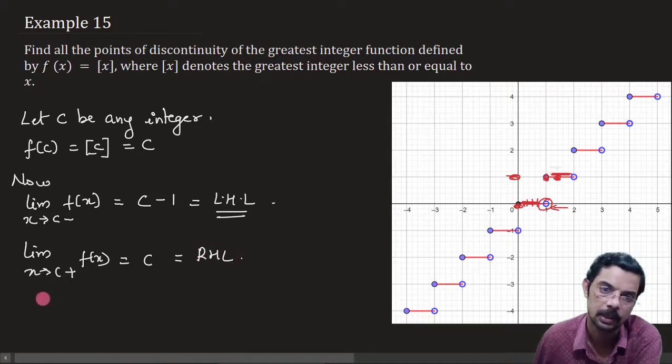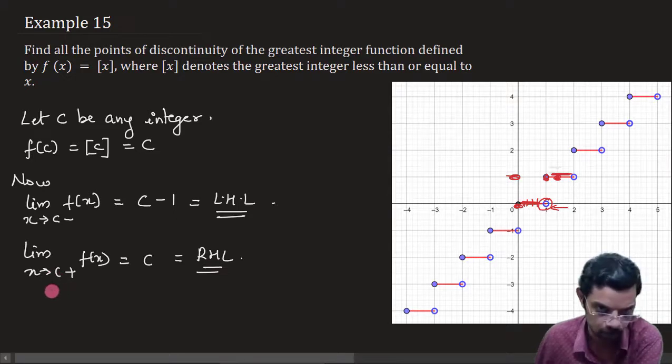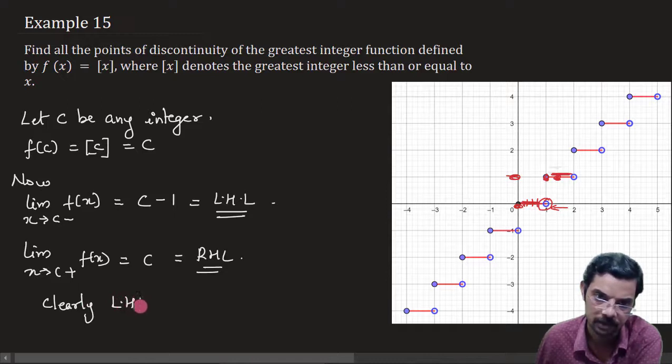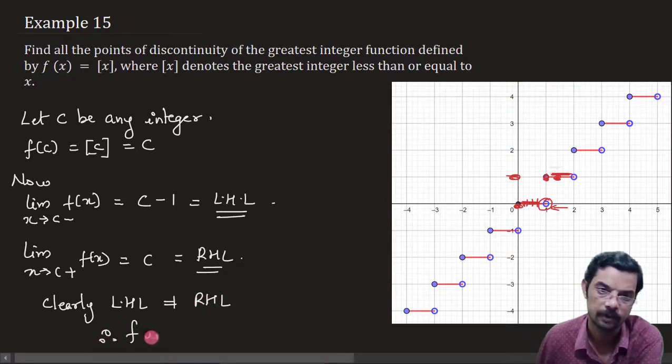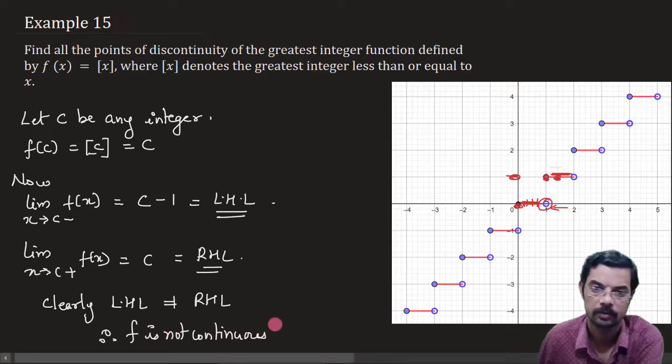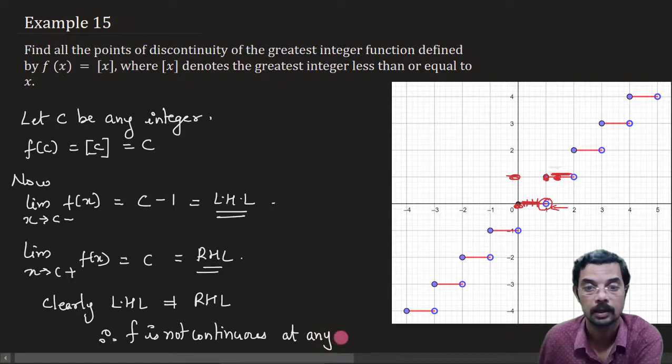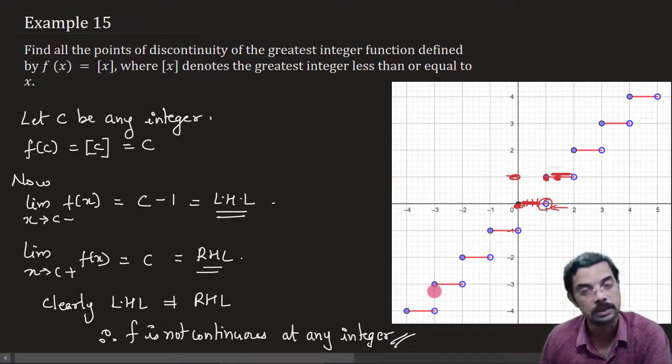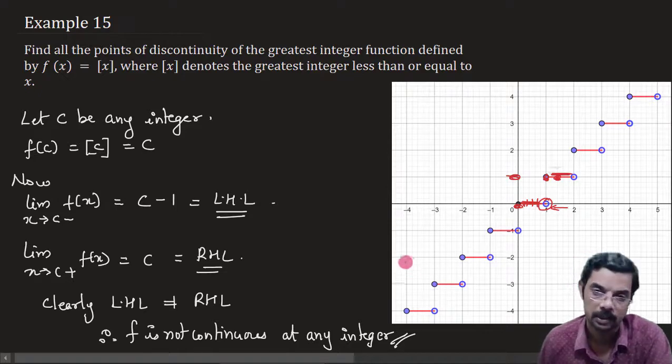So clearly the left hand limit and right hand limit are not equal. Therefore f is not continuous at any integer. Between two integers it is continuous, but at any integer it is discontinuous.